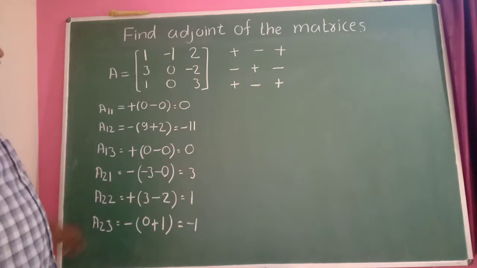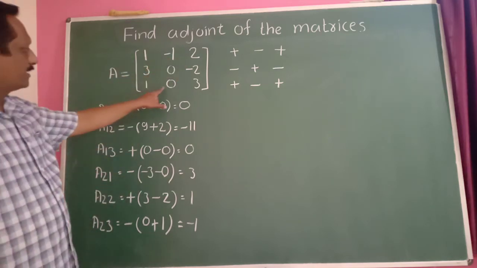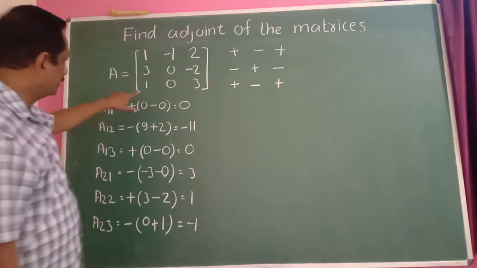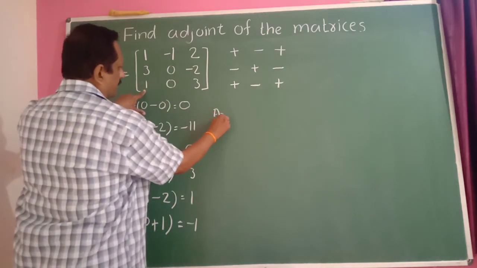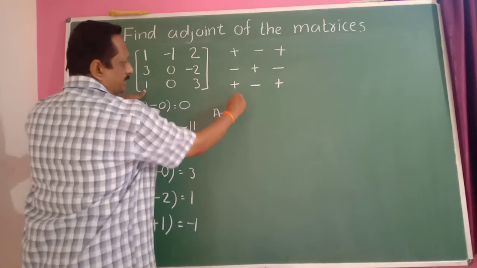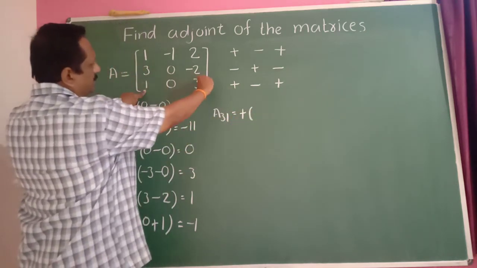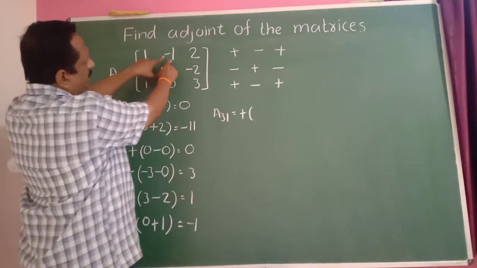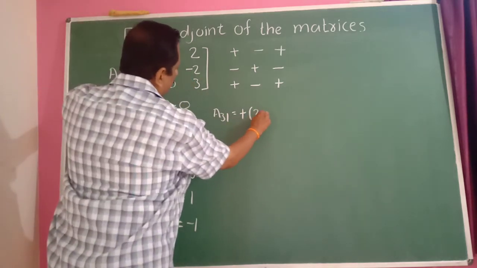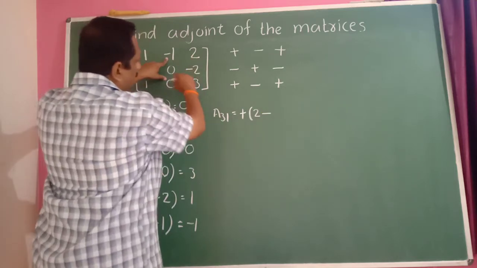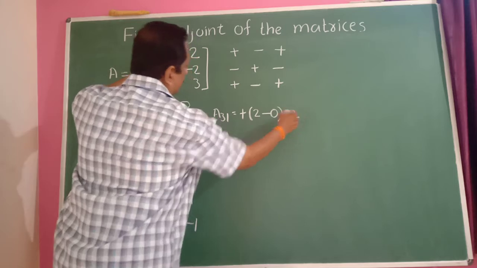These are the cofactors of these three elements. Now we need to find the cofactors of the third row elements. So A31. Take the plus sign. Delete the third row and first column. Minus 1 into minus 2, minus into minus is plus, plus 2. Minus 2 into 0 becomes 0. Therefore this is plus 2.